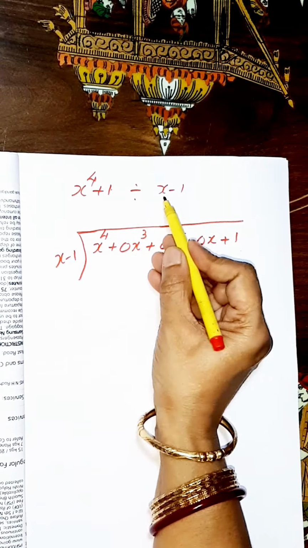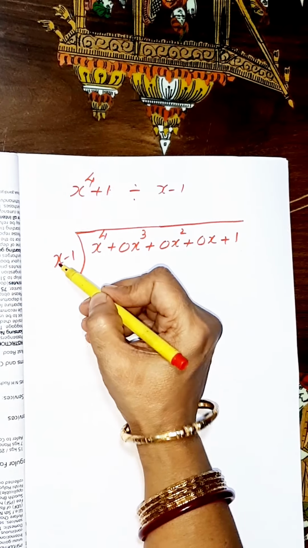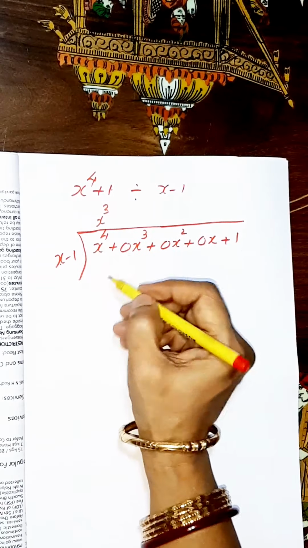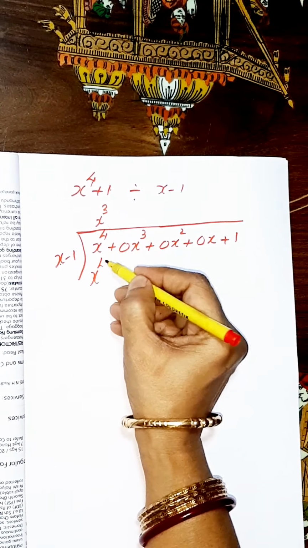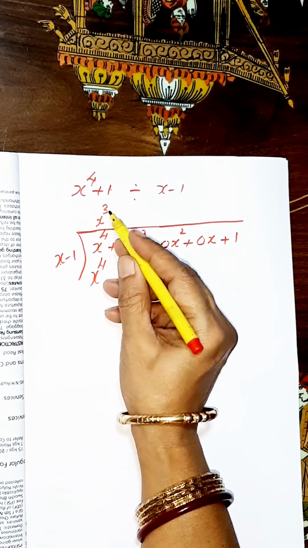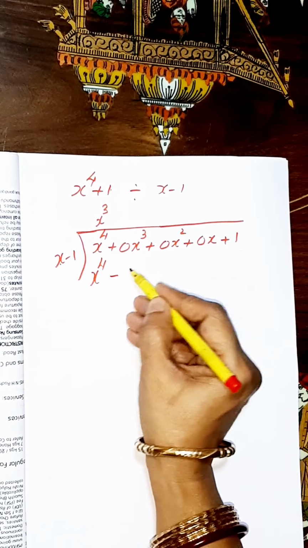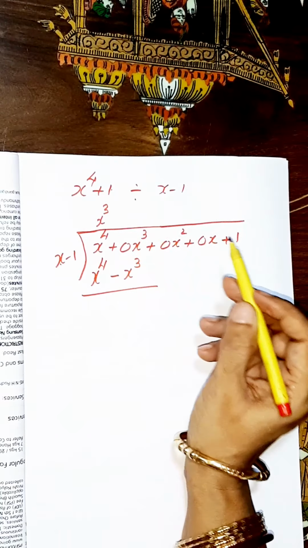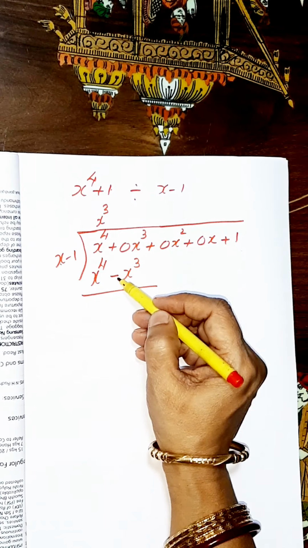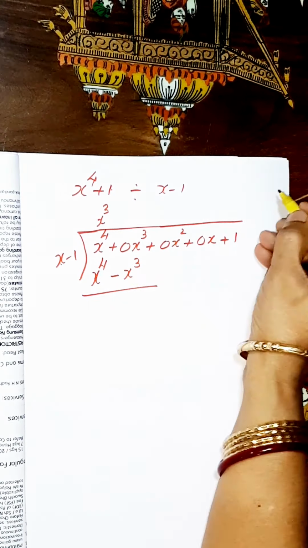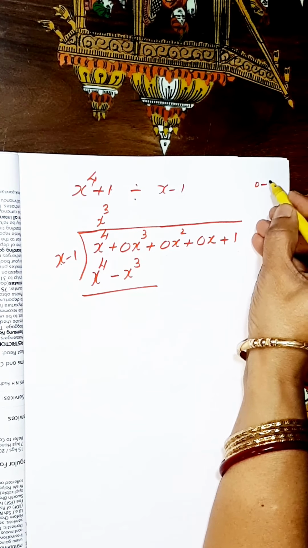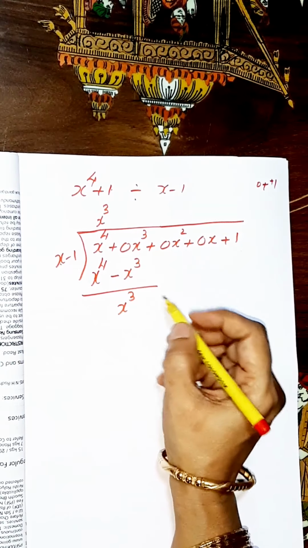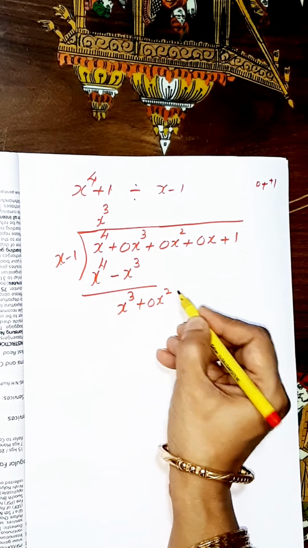Now we will start. x into x cube, you will get x to the power of 4. So we will write x to the power of 4. Now x cube into minus 1 is minus x cube. So we will write down below minus x cube. Now subtract: 0 minus minus 1 will become plus, so this will become x cube. Then we will bring down this 0x squared.